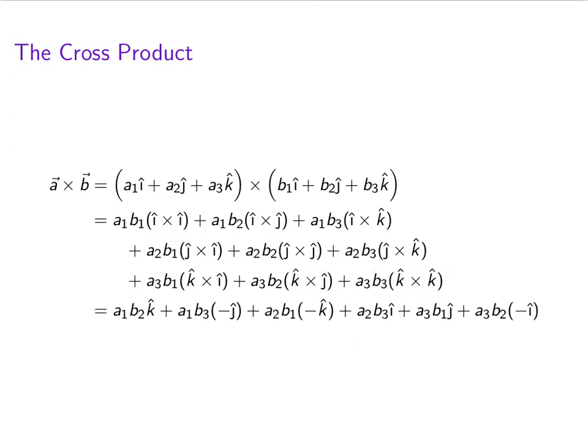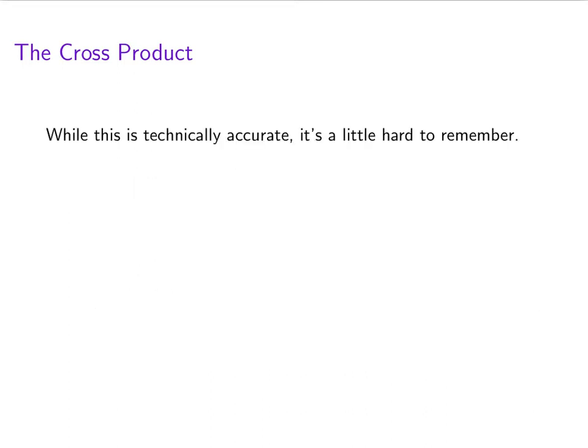In fact, if we do that, we end up with a result that looks like this. A1B2K plus A1B3 times negative J plus A2B1 negative K, and so on. Now you should work out for yourself whether or not this really looks correct. Collecting like terms by I, J, and K, we get this. Now, this is kind of a horrible looking expression. It's technically accurate, but it's going to be too hard to remember. What we really need is a nicer way of computing this so that we can actually remember what's going on.